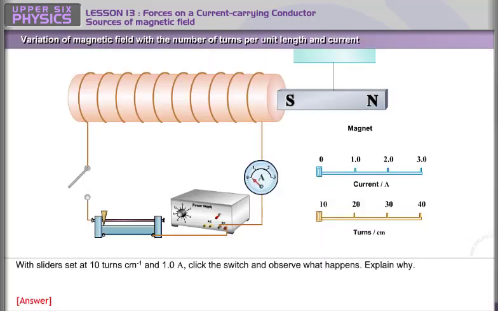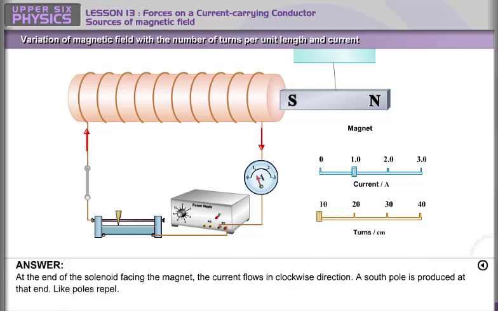With sliders set at 10 turns per centimeter and 1.0 amperes, click the switch and observe what happens. Explain why. Answer: at the end of the solenoid facing the magnet, the current flows in clockwise direction. A south pole is produced at that end. Like poles repel.